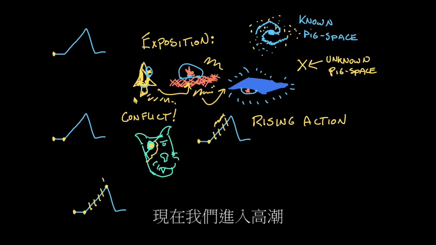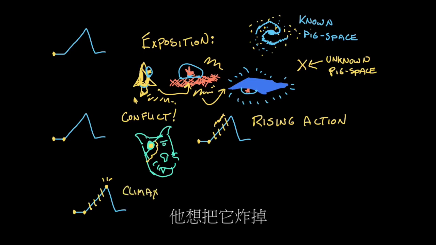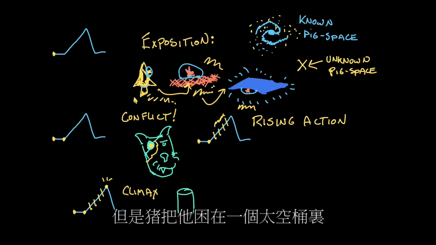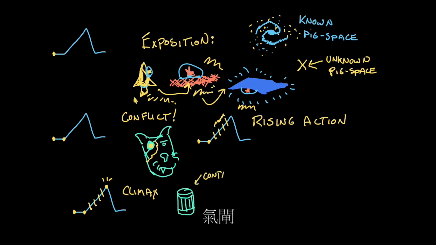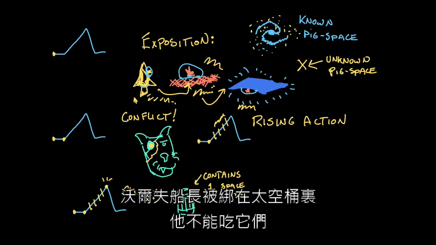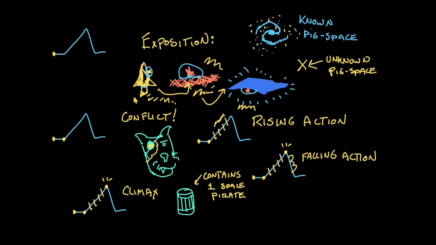And now we come to the climax. Captain Wolf comes to the advanced ship. He tries to blow it up, but he can't. It's too powerful. He decides to board the ship, because that's the only way he'll get to eat the pigs, but the pigs trap him in a space barrel while he's still in the airlock. They did it! They solved the problem. Captain Wolf is trapped in a space barrel, and he can't eat them now. The climax is past, and now we enter the falling action phase of the story.